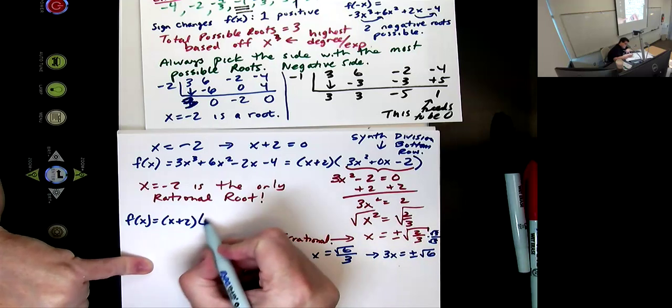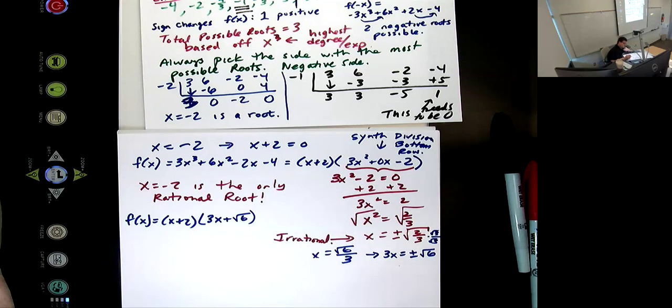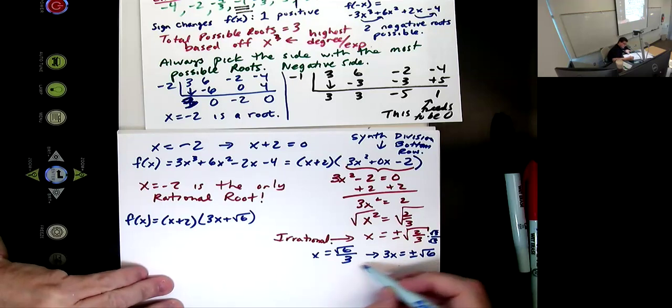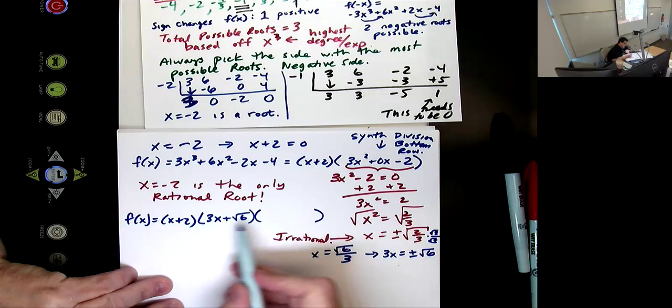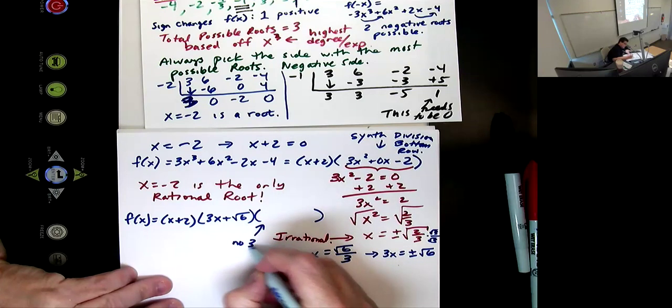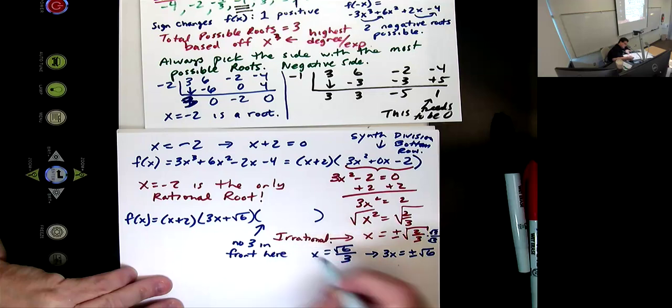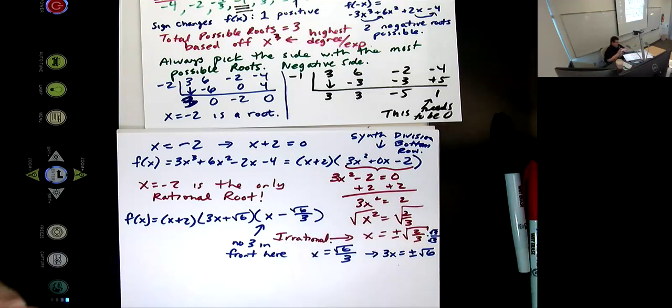Now, one of these, I need a 3x. So 3x plus square root of 6. And it's looking like I need the other one to be in the 3 in the denominator form, because if I have a 3 out front on both of these, I would have 9x cubed if I multiply it all out. Does that make sense? Yes. I can't have a 3 in front here. So I've got to pick the other one where it's divided by 3. x minus square root of 6 over 3. And I'm guessing if we multiply that all out, we're going to end up with a negative 4 at the end.